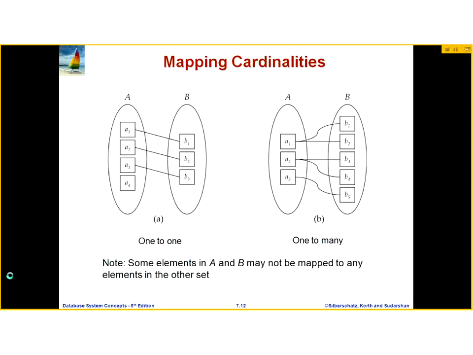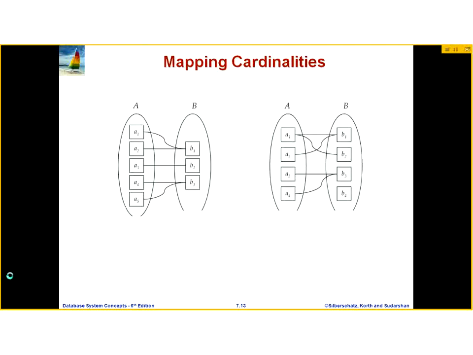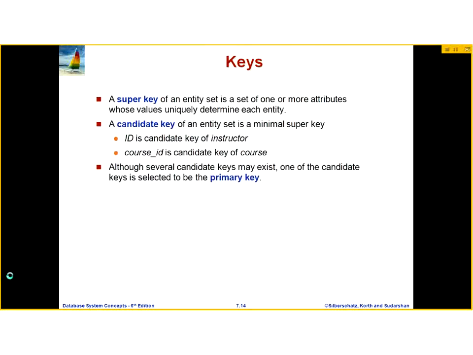And some elements in A and B may not be mapped to any elements in the other set. This is also possible. It means one-to-one or one-to-zero can be there. Many-to-one and many-to-many relationships are here, where many entities in set A are mapped to many in set B. And the same condition is true here, like some elements in A and B may not be mapped to any in the other set.